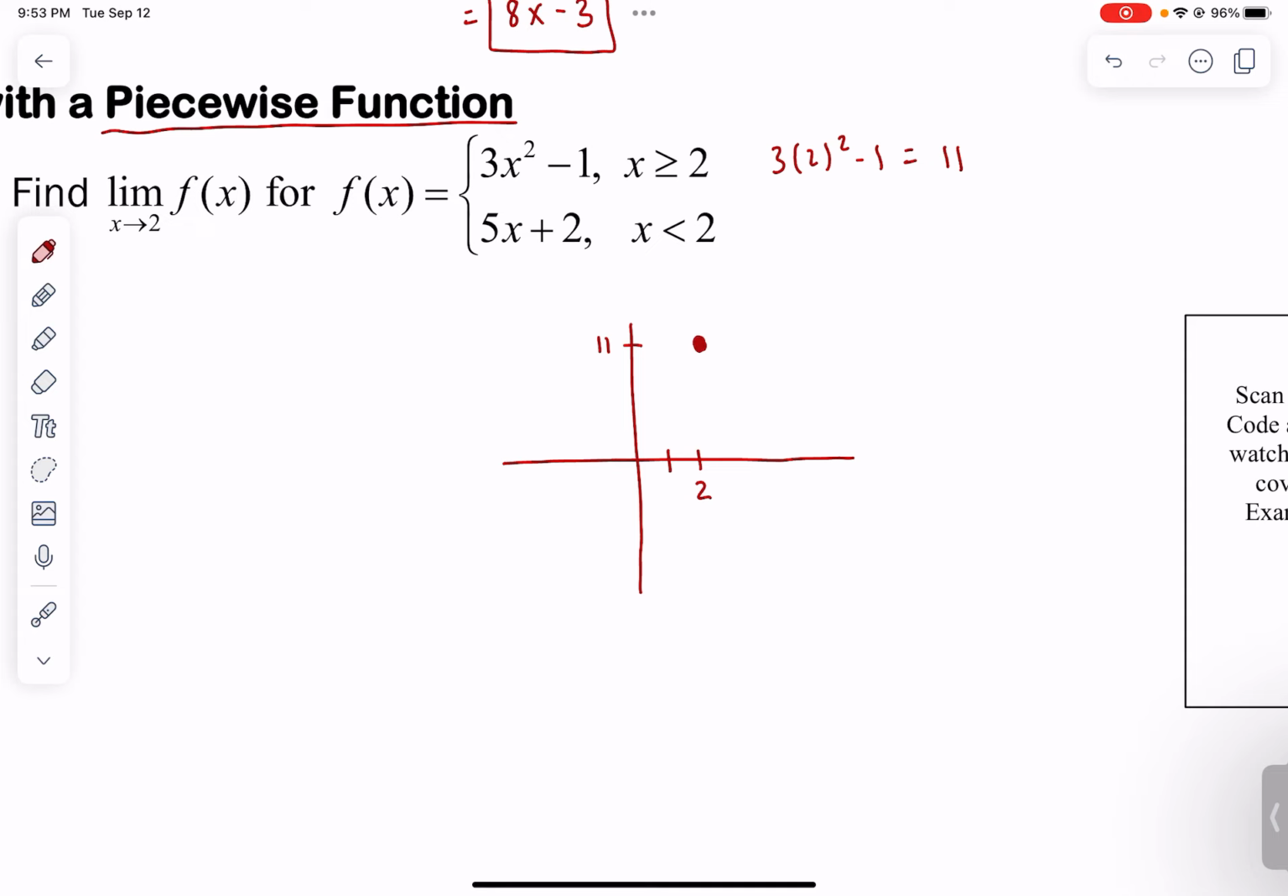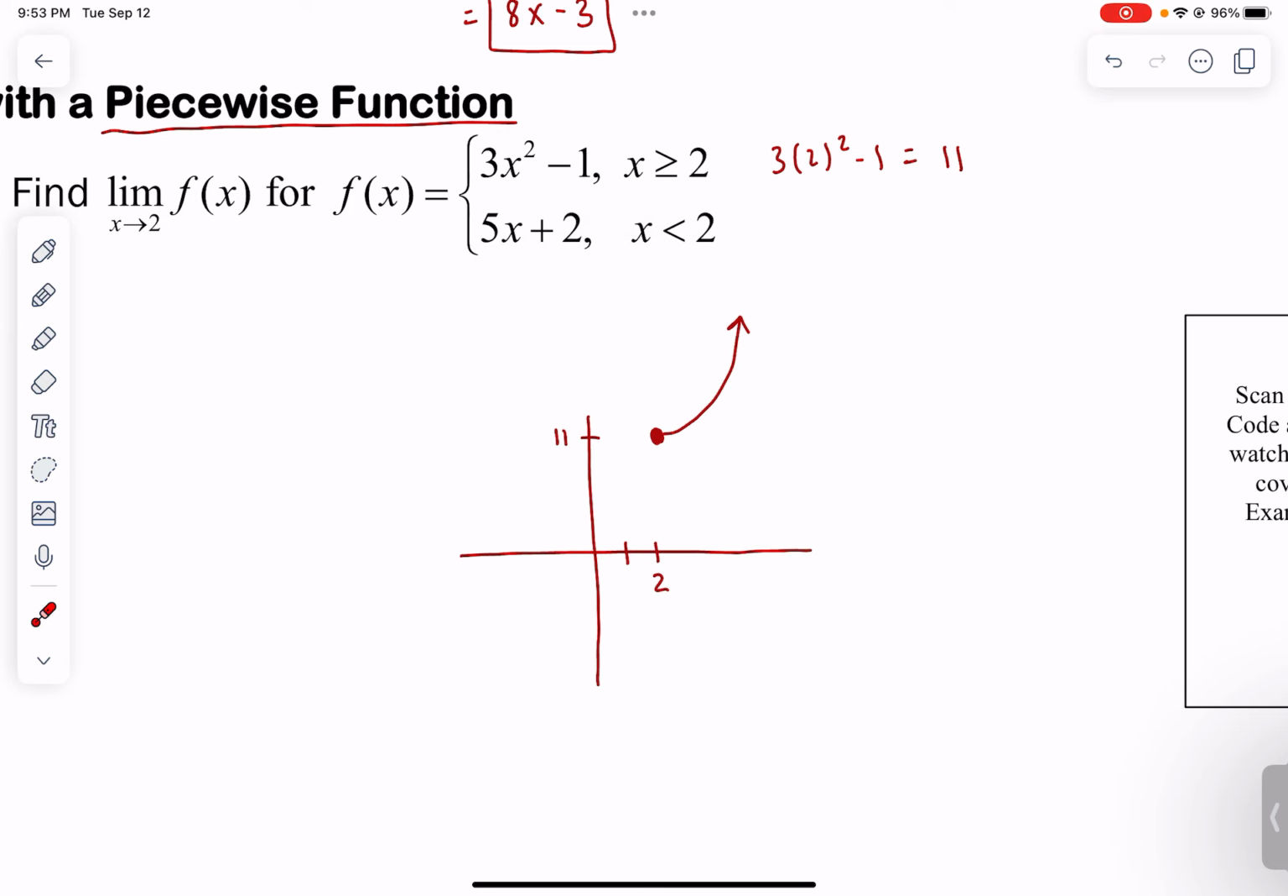Okay, and then for x values greater than 2, for any x value greater than 2, we're on this quadratic function. Notice that this quadratic function would be opening upward, so it kind of looks like this. Once again, not accurate, but all we've got to know is that it's going upwards from there.